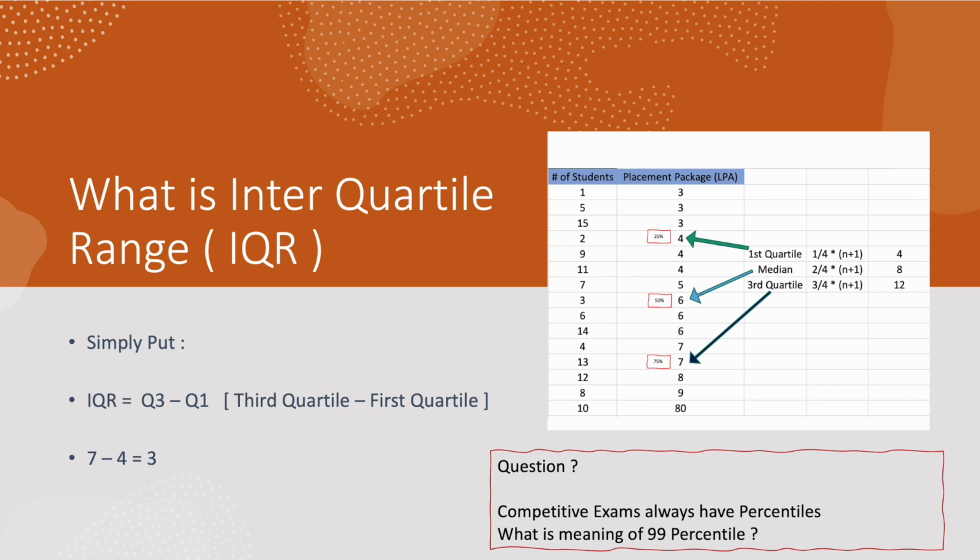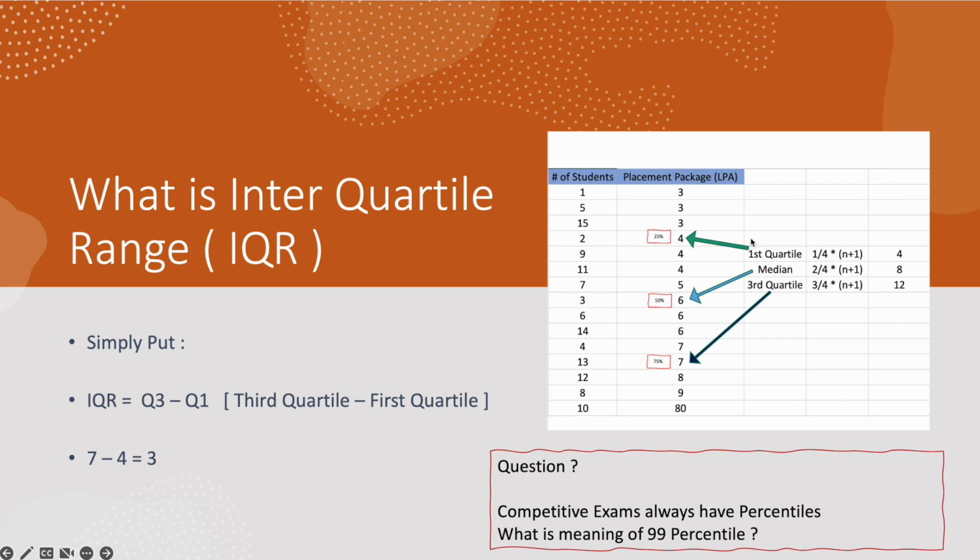Now let me ask you two questions. The first question is, does a first quartile number need to be present in the data series? Let me repeat that. If I have to find a first quartile, does that number have to be in the data series or not? The answer is no. Why?